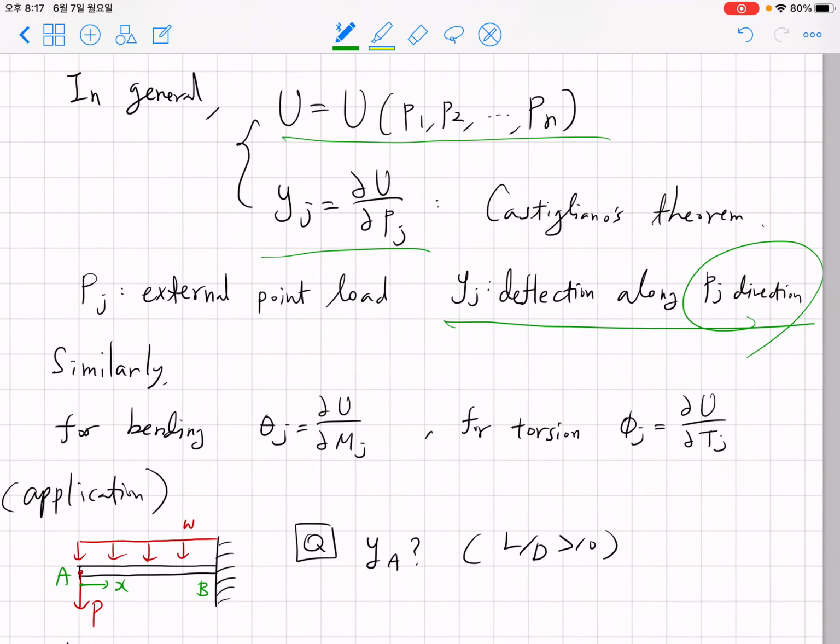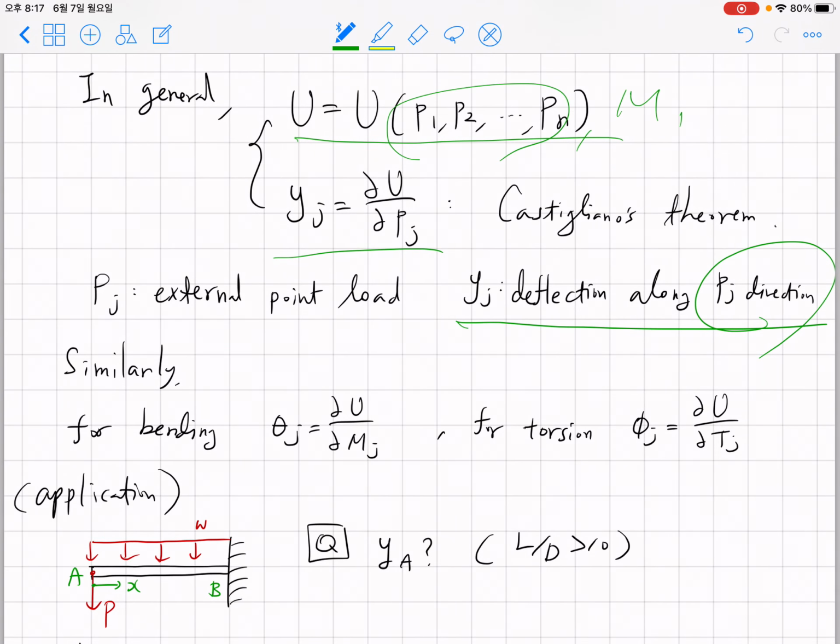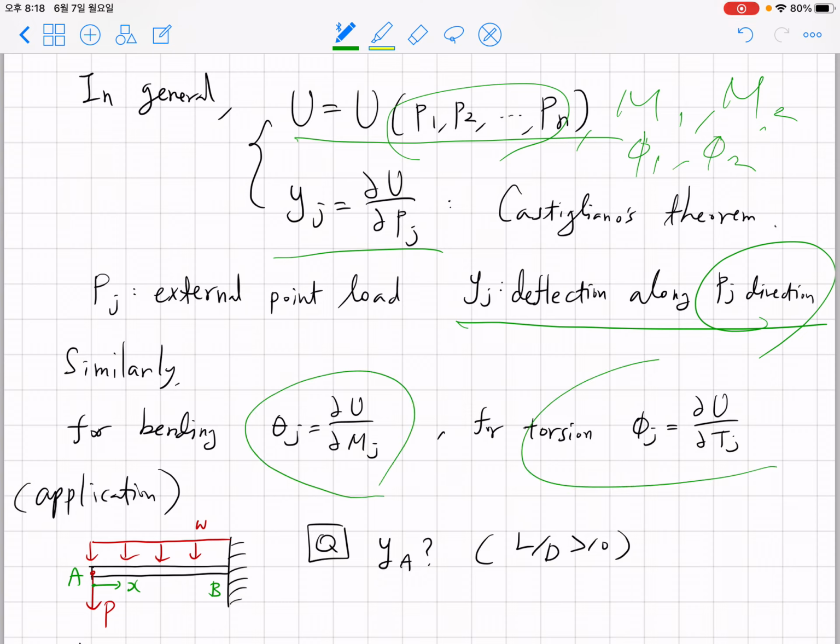Similarly, in addition to point loads, you can add point moments M1, M2, up to Mm, and if you also add torsion in addition to the moments and point forces, you can write down the angle theta_j in terms of partial U, partial M_j, and the twist angle phi_j in terms of partial U, partial T_j. Without a formal proof, I'll just tell you that this was proven by Castigliano. So today we're going to focus on the application of Castigliano's theorem.